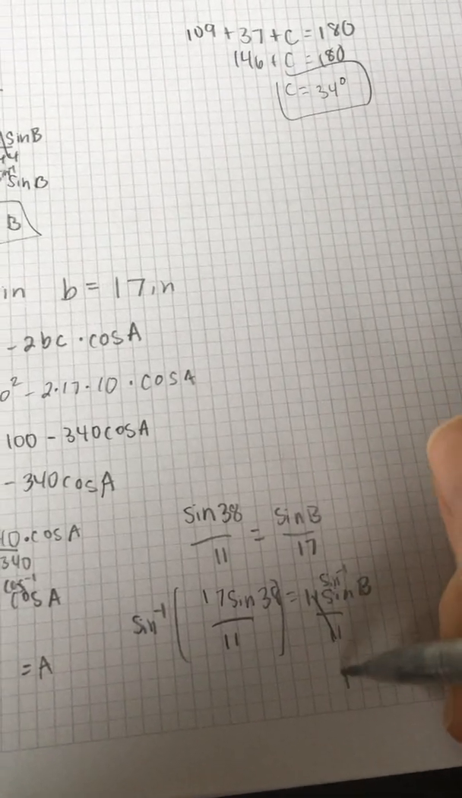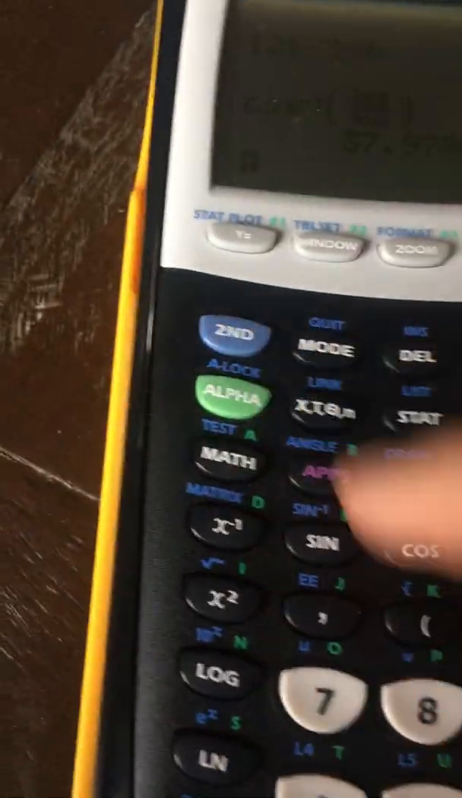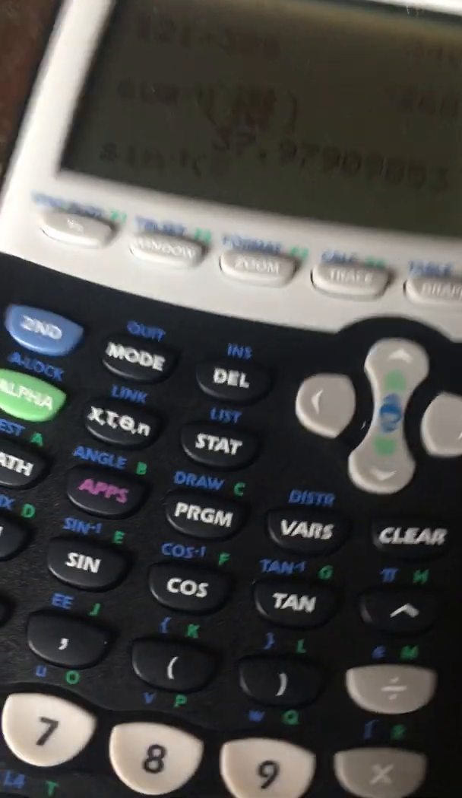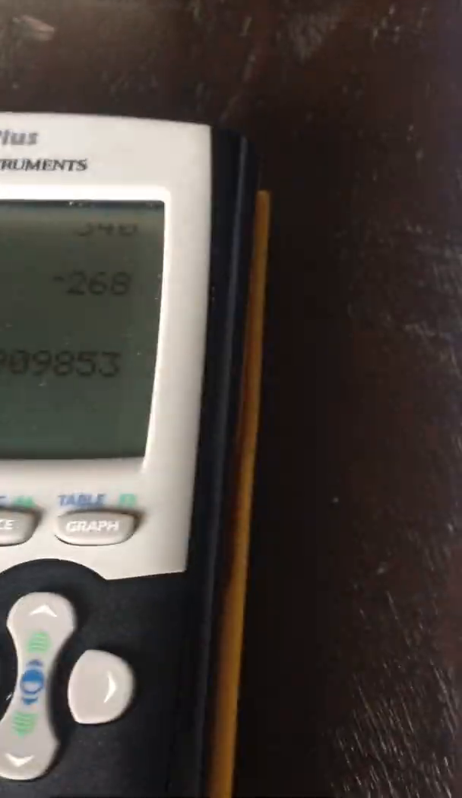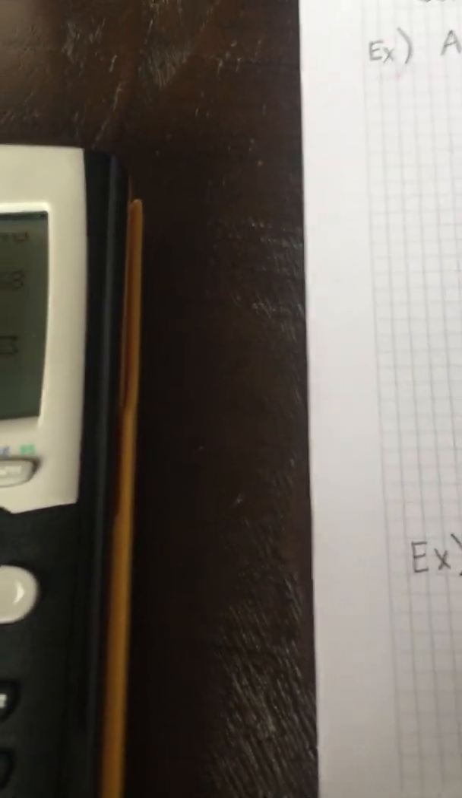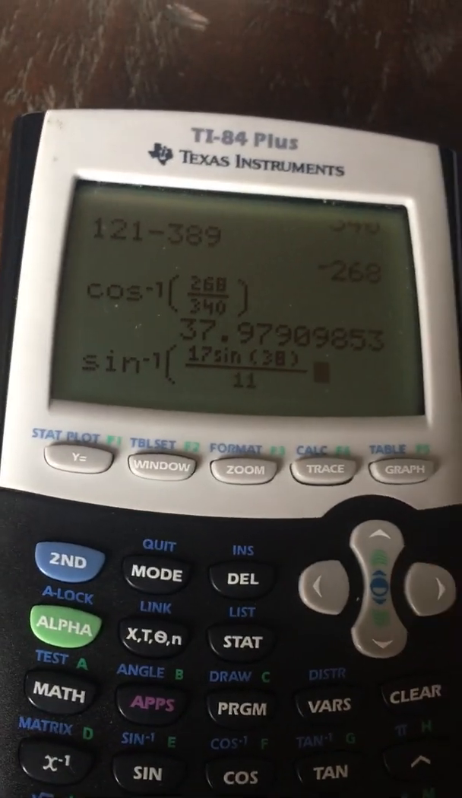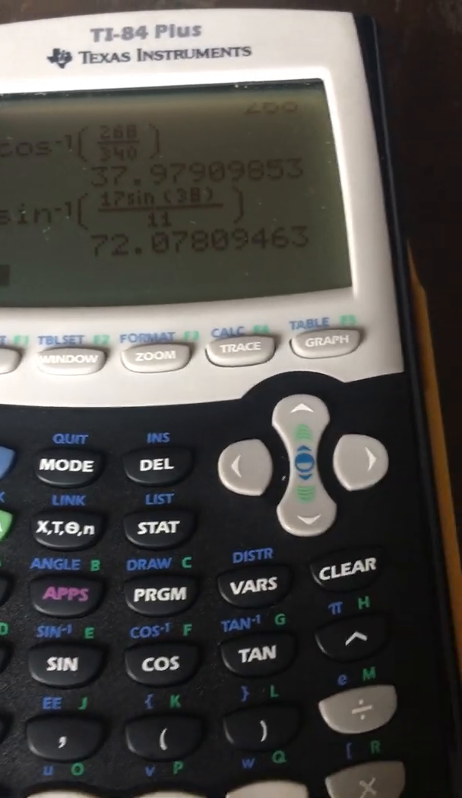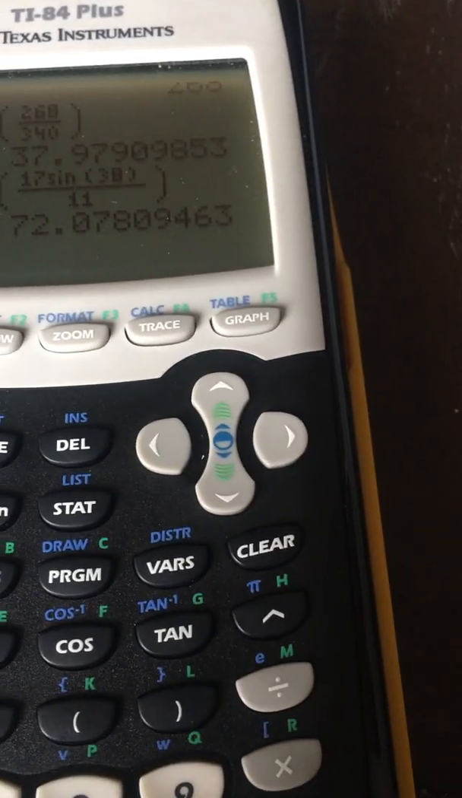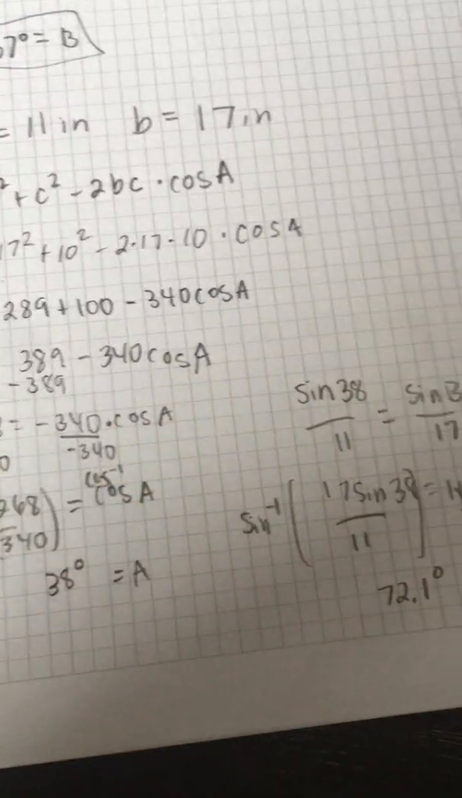Then if I sine inverse, that's going to give me angle B. And so going to my calculator, second sine, 17 sine of 38 over 11, and I close and I find that angle B is 72.1 degrees. So now I have angle A and angle B.